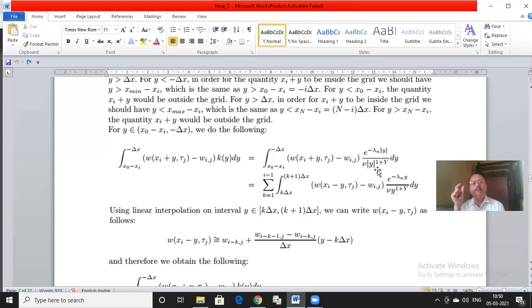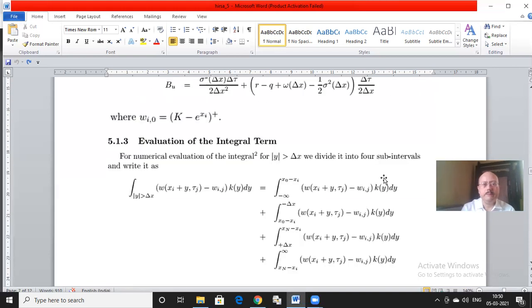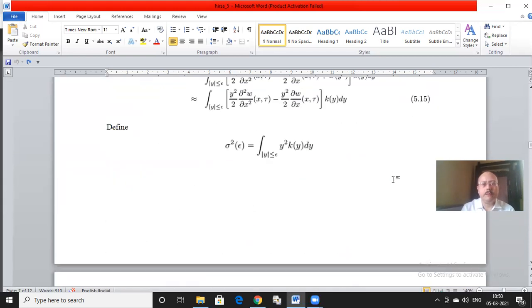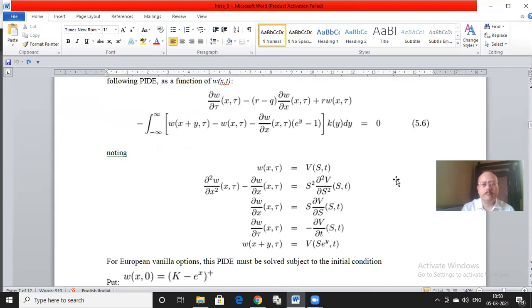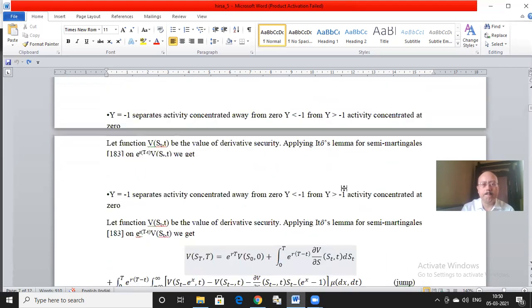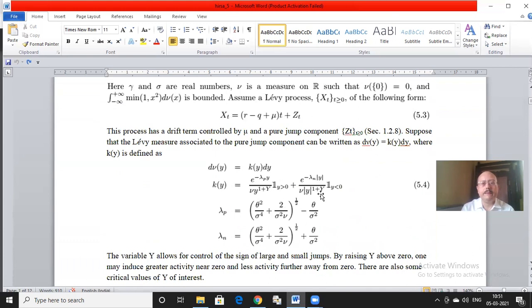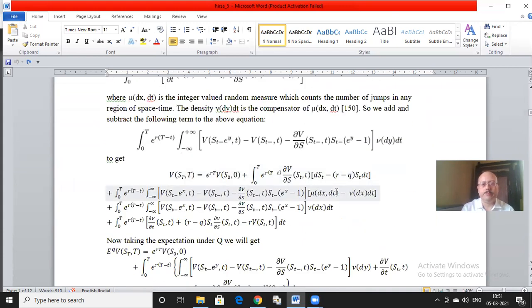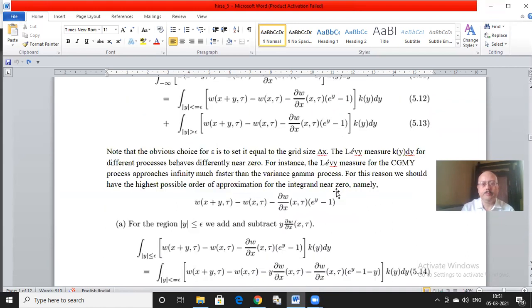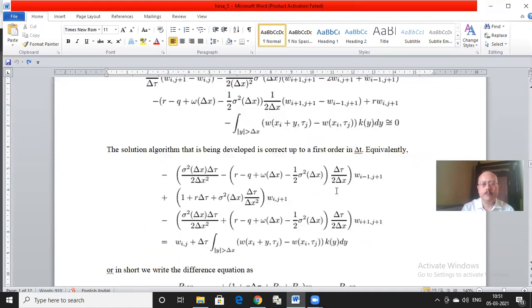Remember, the density had two parts. The density we are working with, let me go back up. The density had two parts, and for now it is this second part that is relevant because I am in the less than 0 zone.